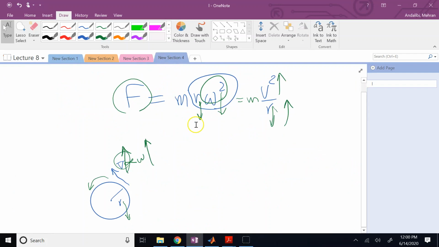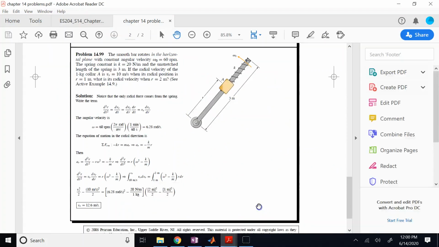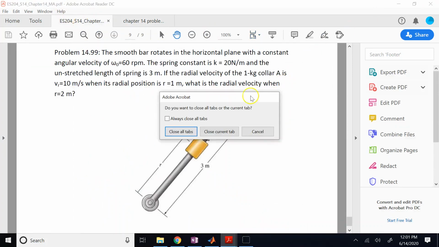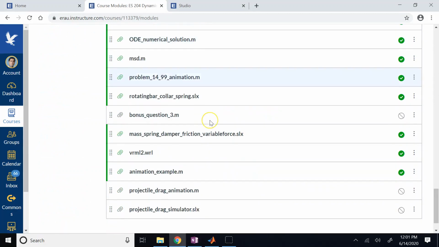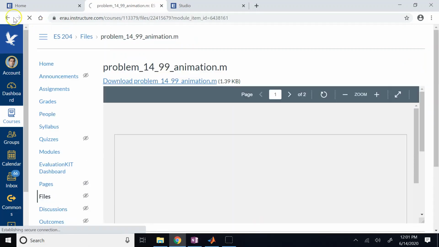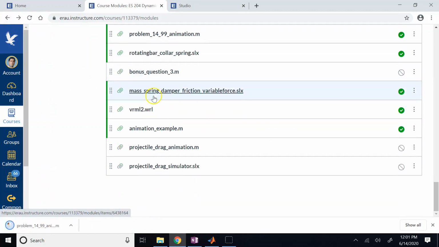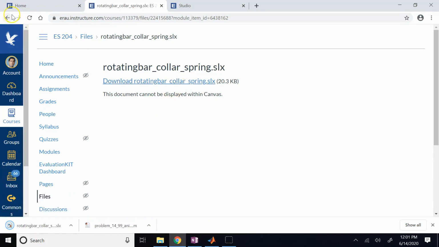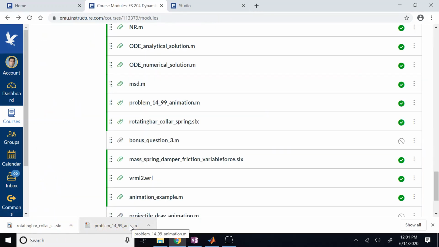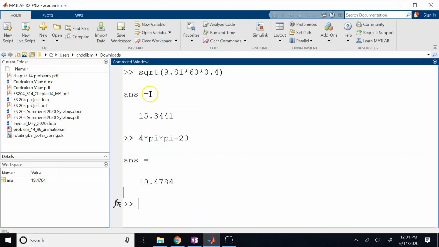Maybe I explained it too much. I don't know if I did. Let me know. But in order to visualize this better, what I did is, as I told you, on Canvas, if you go under modules, I wrote this code. That's this problem I showed you last time, problem 1499 animation. I wrote a code for this, and that code is using this Simulink block called rotating color spring SLX. So that M file sets up the parameters, calls the Simulink to solve it, and then gives the result back to this for plot and animation. So this can be quite similar to your project, right? So let me show you that.